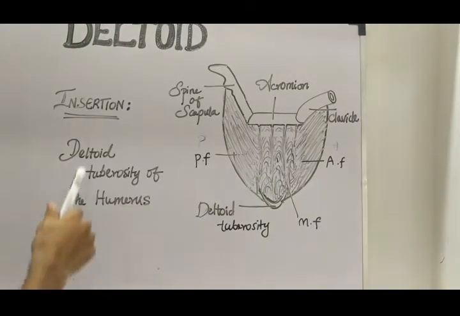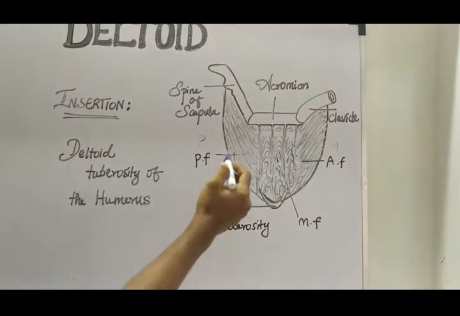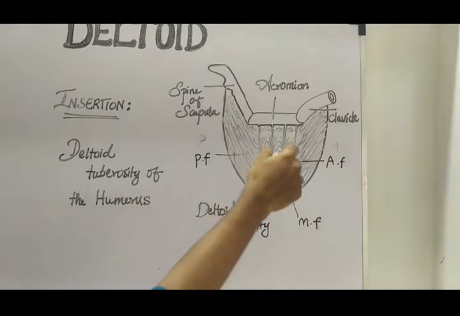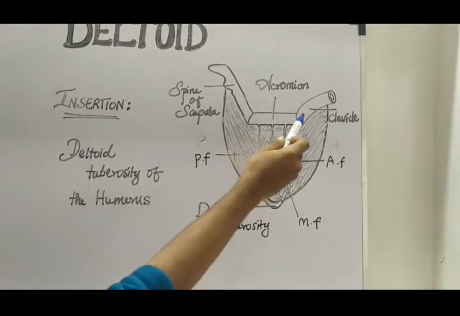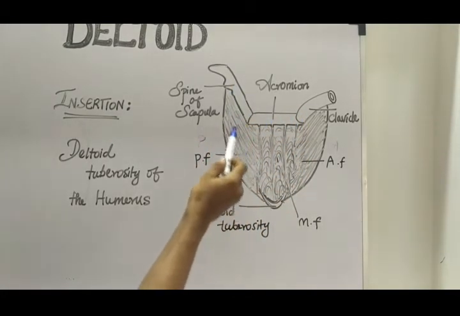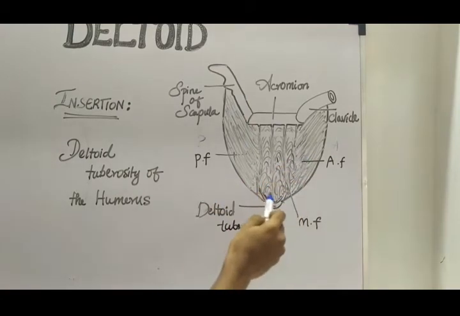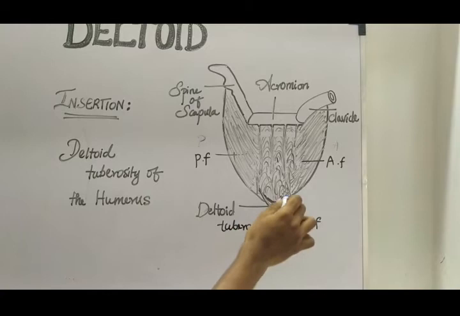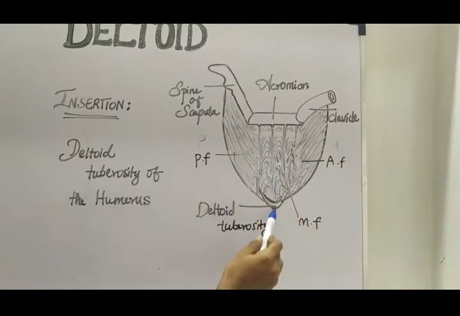Now let's see the insertion of this muscle. So as I said, it originates from three bony projections: clavicle, acromion and spine. So it forms joints together and inserts into the deltoid tuberosity, which is present in the humerus bone. In the middle of the humerus there is a deltoid tuberosity, and in this tuberosity the deltoid muscle is going to get inserted.